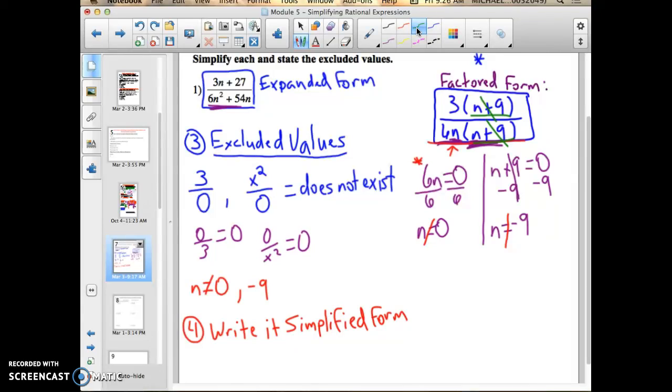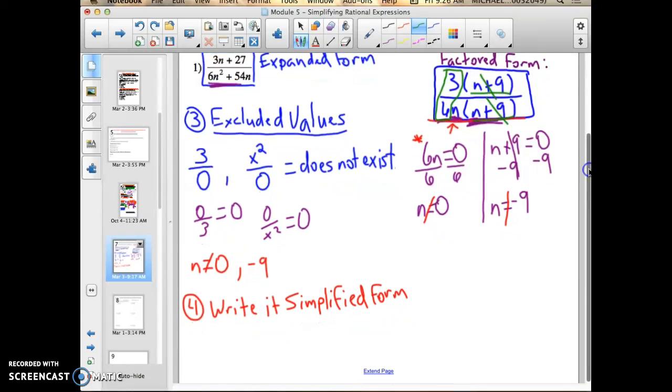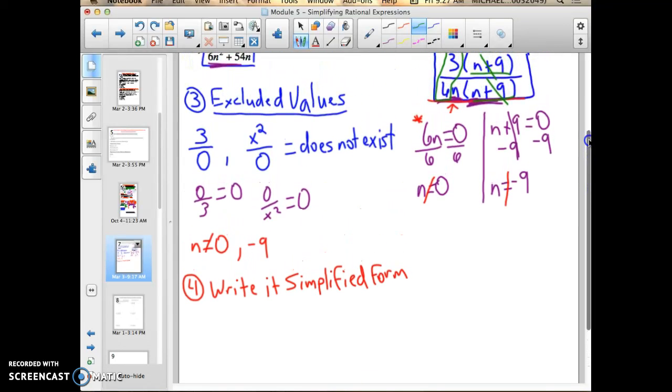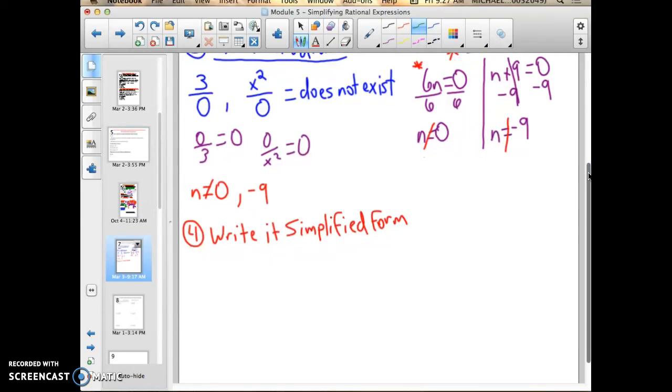Now over here, I have a 3 and I have a 6, the whole numbers. 3 divided by 6 reduces to 1/2. And so my final answer, and this is why you're going to need to practice this and then raise your hand to check your work, if you have questions, please do raise your hand. It's going to be 1/2n, and that's it, with the excluded values of n can't equal 0, -9. This is my final answer.